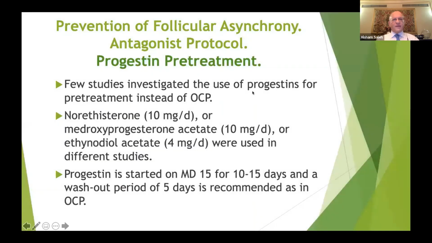Few studies investigated the use of progestins. Then we come now to the progestin pretreatment. Few studies investigate the use of progestins for pretreatment instead of oral contraceptive pills. We can use norethisterone, hydroxyprogesterone acetate, or ethynodiol diacetate. They were used in different studies. Progestin is started on menstrual day 15 for 10 to 15 days, and a washout period of 5 days is recommended, exactly as in the pills.